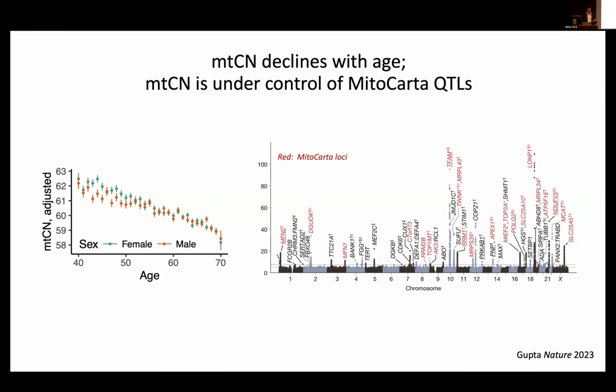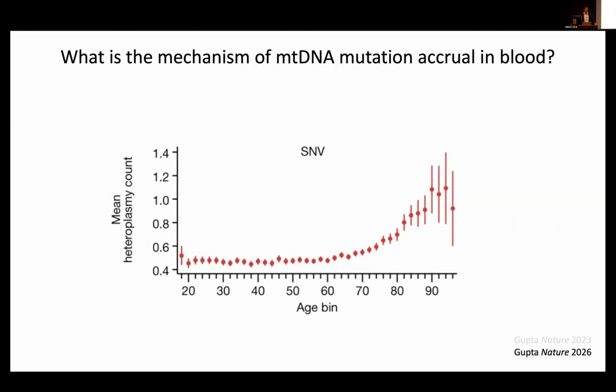Now, one of the things that I've long been interested in is that mtDNA mutations accrue as a function of age. This is one of the strongest biomarkers of the aging process. And from the UK Biobank, we also see right around age 60 this hockey stick moment where mtDNA mutations are now detectable in the blood. And we're very curious to know what the mechanism is.